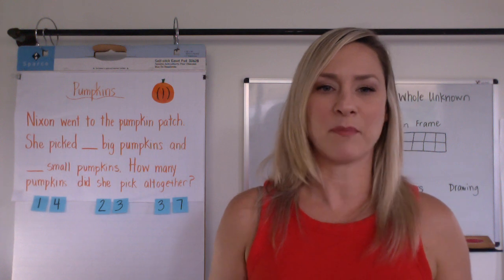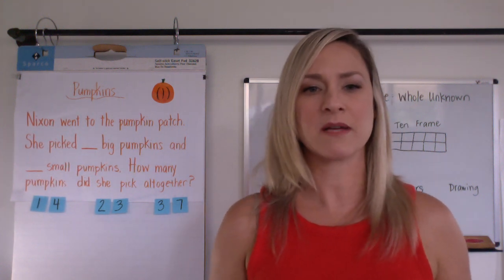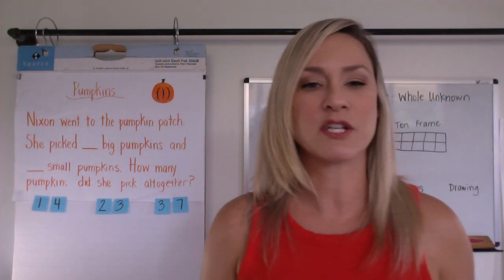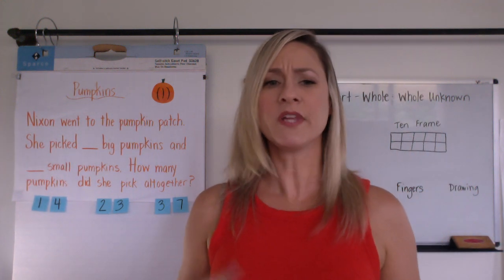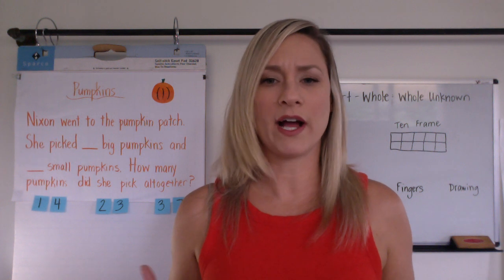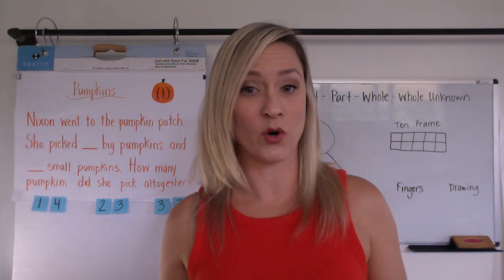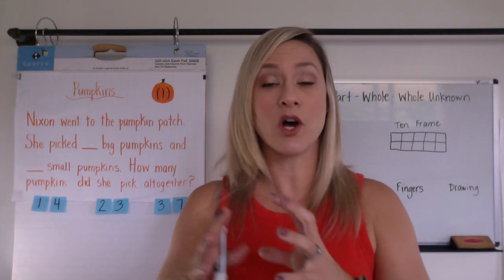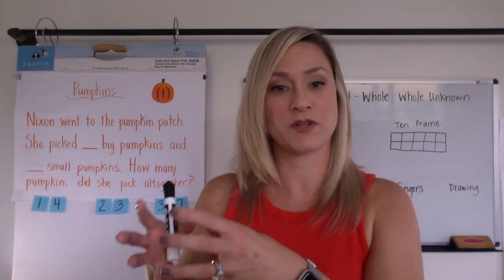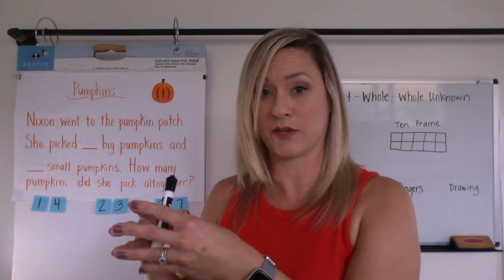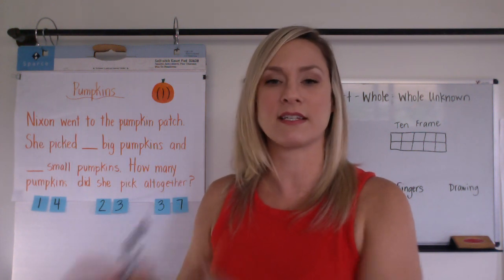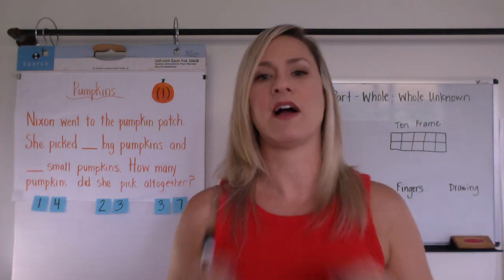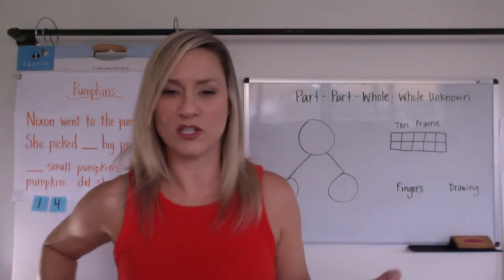So Nixon went to the pumpkin patch. She picked big pumpkins and small pumpkins. How many pumpkins did she pick all together? Okay, so you might be wondering why I called this a part whole and the whole is unknown story. The reason is we know that some of the things in this story are going to be a set together. Like there will be small pumpkins as a set together and then larger pumpkins as a set together, and we're trying to find out how many they picked all together.